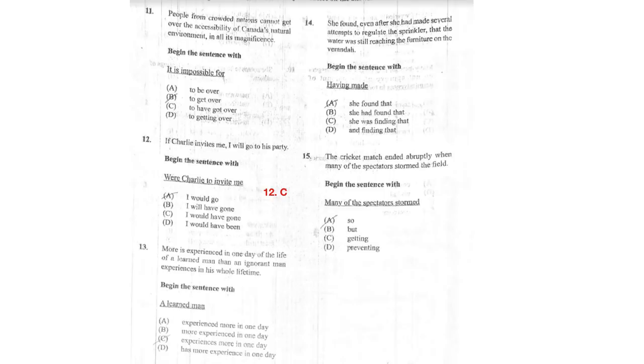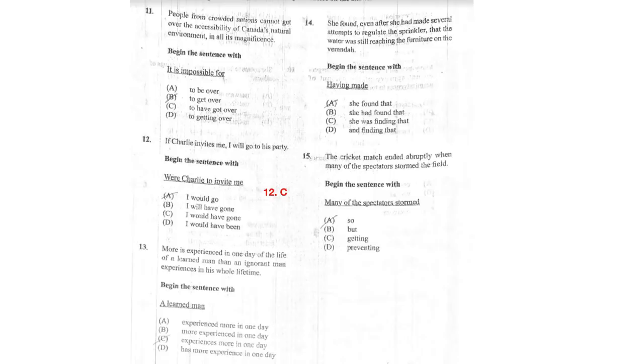So 14, she found even after she had made several attempts to regulate the sprinkler, that water was still reaching the furniture on the veranda. They're telling you to begin with, having made several attempts to regulate the sprinkler, she found that water was still reaching the veranda. So A, 14A, that's correct.